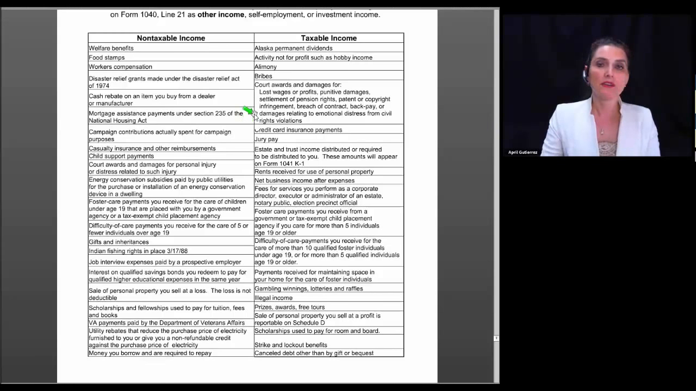However, if they are receiving payments through a discrimination lawsuit, they can claim an above-the-line deduction for their legal expenses.